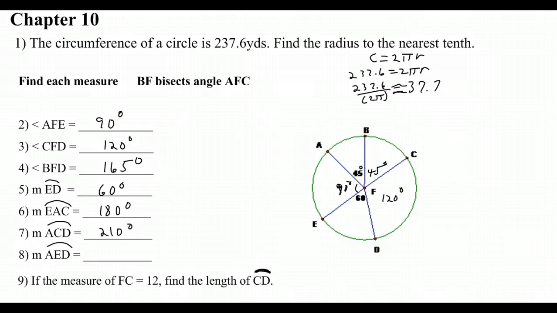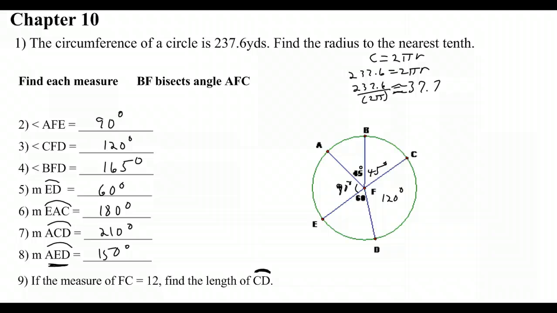And arc AED is 90 plus 60, which is 150 degrees. And you may notice that this said AFD in your original packet, but it should have said AED. Now find the measure of arc F.